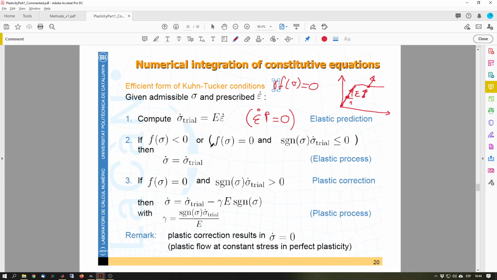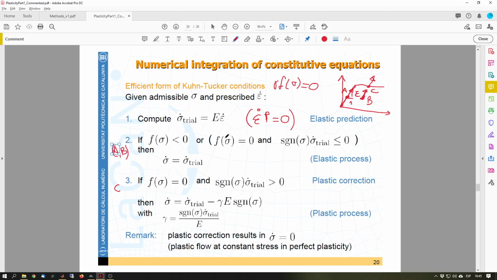So let's assume that it's fully elastic, and we check, are we in our elastic regime? Are we here in our point A or point B? Then our assumption is correct. Then my strain rates are equal to my trial, my stress rates are equal to my trial, my assumption. If it turns out that I am at the boundary, this is point C, then of course I need to do some correction.